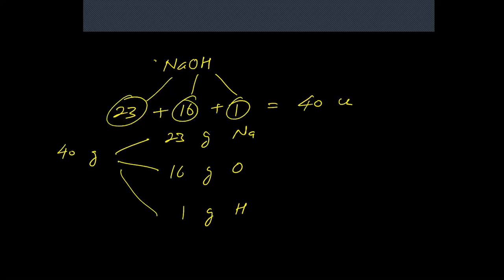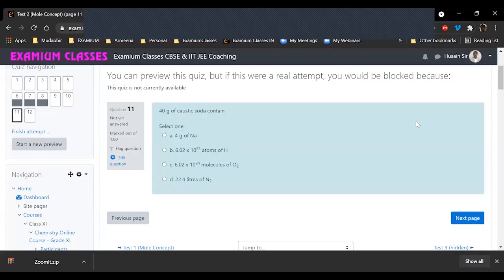So if it is so, it is obviously not 4 grams sodium. So that option is not correct. Now come to 16 grams of oxygen and 1 gram hydrogen. So 1 gram of hydrogen will be how many moles? 1 divided by 1. B part says atoms of hydrogen, means atomic mass is 1. So 1 divided by 1 means 1 mole, and 1 mole will be equal to 6.02 into 10 power 23 atoms. So B seems correct, but still consider C and D.